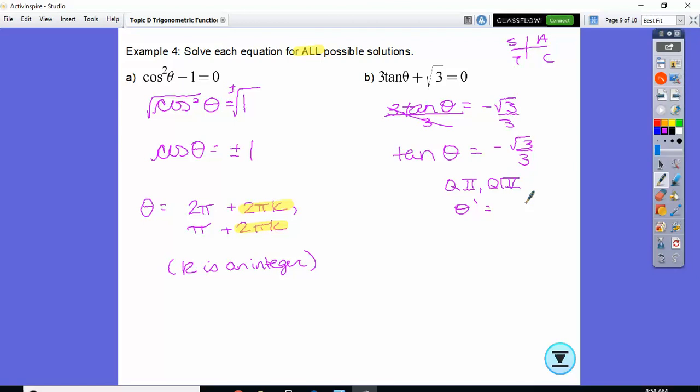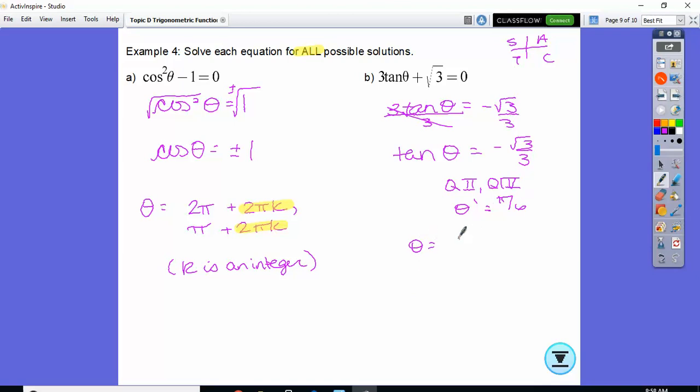Reference angle, when is tangent radical 3 over 3? So if you need to use your hand trick, remember tangent is square root of the top over square root of the bottom. So tangent of 0 is radical 0 over radical 4, which is 0. Tangent of 30, radical 1 over radical 3. Is that the same as radical 3 over 3? Yes. So that's at 30 degrees, which is pi over 6.